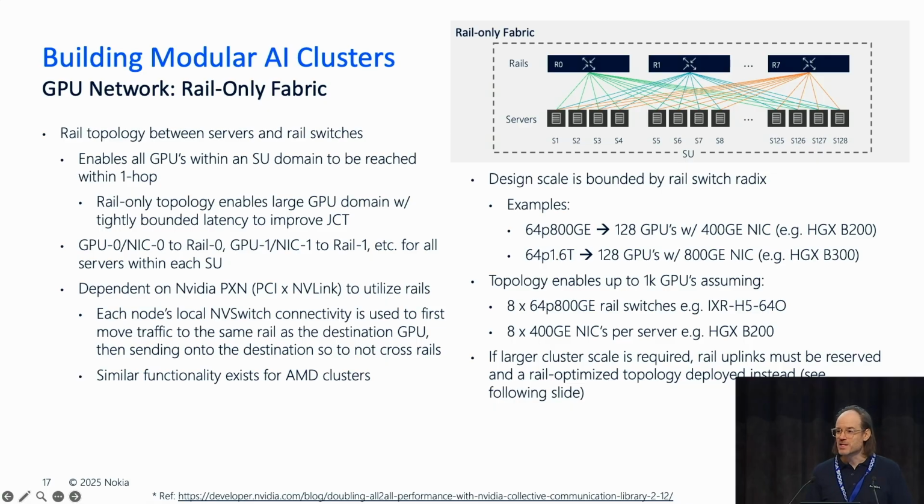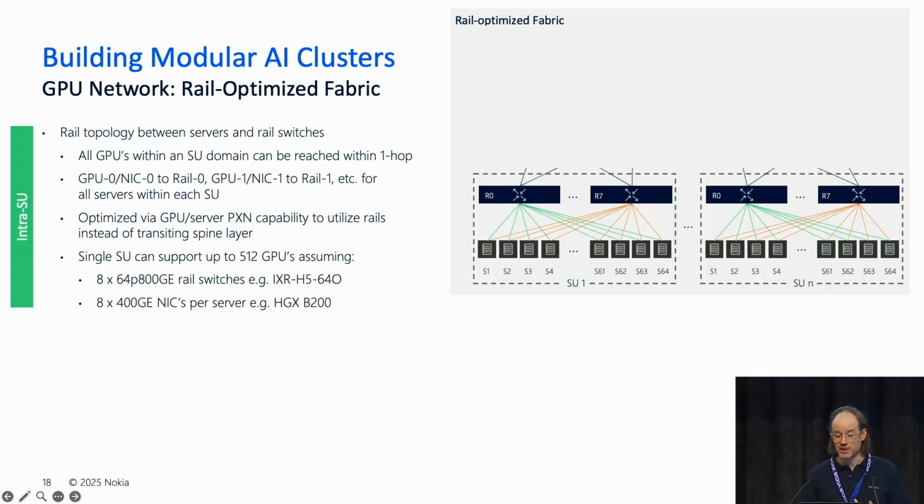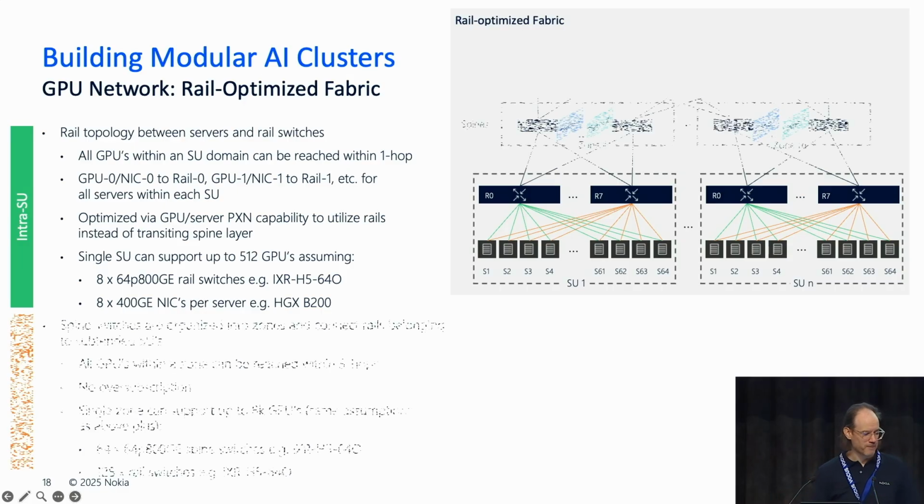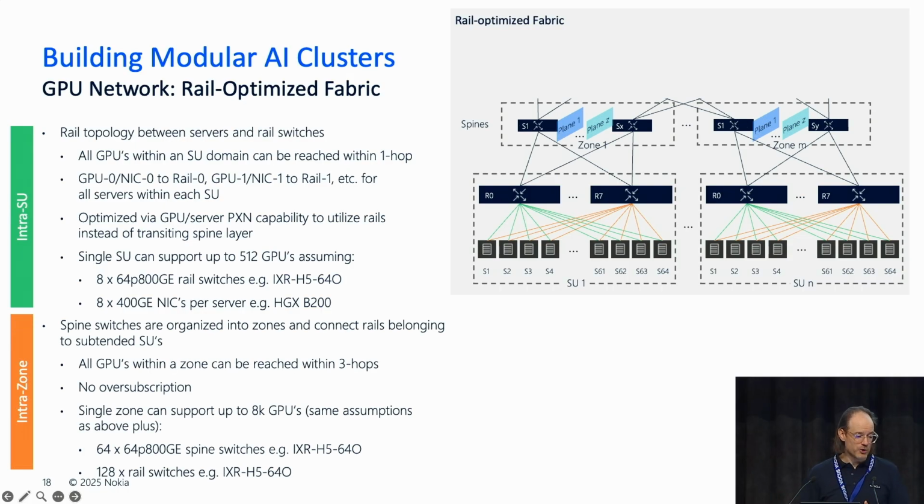Now, if you need to scale beyond this, then you need to look beyond this particular topology, and that's where we turn towards a rail-optimized topology. So for this one, basically, the networking that you have within an SU is identical to what I just described with rail only. The key difference is I'm going to reserve half my uplinks on these rail switches to connect to some higher tier within my topology there.